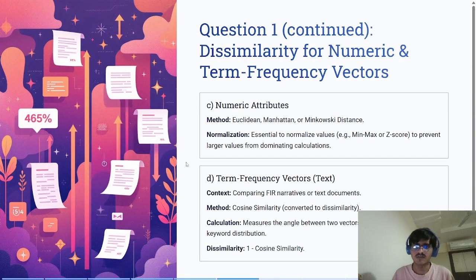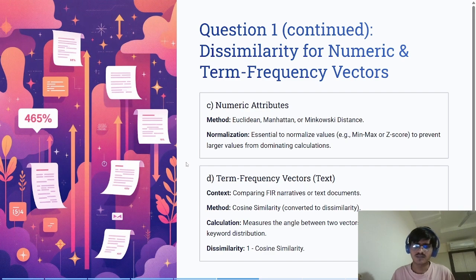Now coming to numerical attributes, the method would be Euclidean, Manhattan, or Minkowski distance. Normalization is essential, for example min-max or z-score, to prevent larger values from dominating calculations.